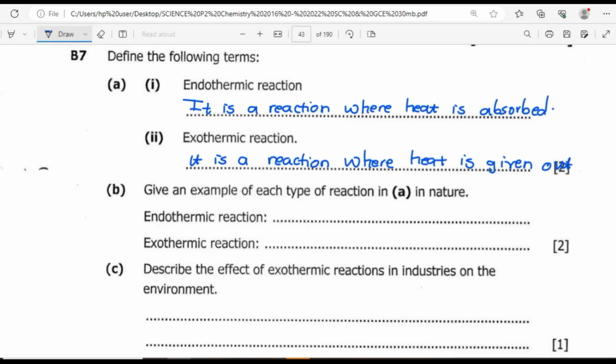Then B, give an example of each type of reaction in nature. So for endothermic reaction, we can look at photosynthesis. Why? We know that one of the requirements for photosynthesis to take place is heat. So photosynthesis requires heat energy, so it absorbs. Then for exothermic, where heat is given, that is respiration. When you breathe out, you'd find that the air that we breathe out comes out hot. So energy is given out. So respiration is an example of exothermic reaction in nature, and photosynthesis is an example of endothermic reaction in nature.